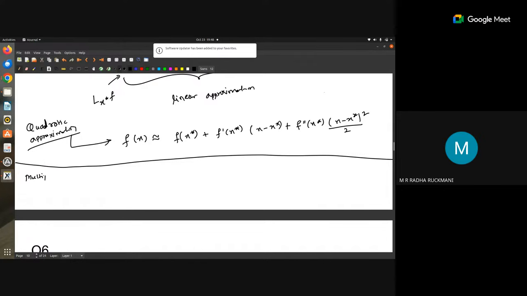Sir, will these formulae be provided in the sheet? Okay, I have to check. I don't know yet, but maybe when Nikita takes the session, just ask her. She is smart.